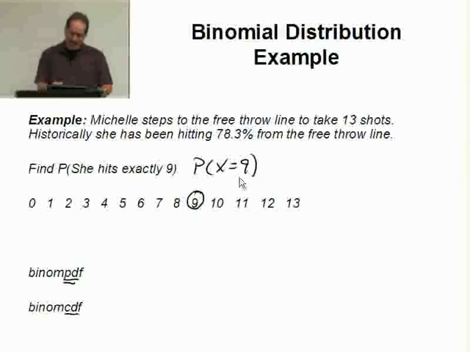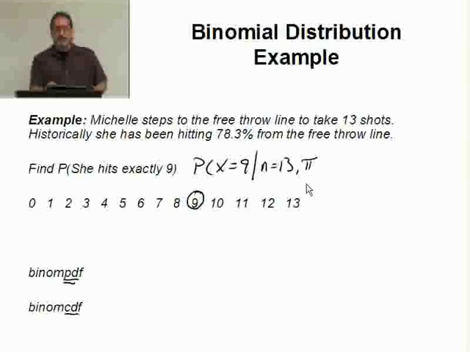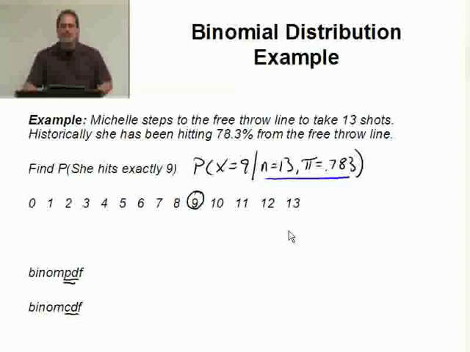Okay, so I'm going to change this probability statement here just a little bit because it makes sense to. I'm going to say this is the probability x equals 9. She hits exactly 9. Given, I'm going to add the additional information. Given n equals 13 and pi here is going to represent the probability of success, equals 0.783. Now the reason I added that is because these two pieces of information right here completely specify the distribution. If I know n and I know pi, I can calculate any probability you could possibly ask me about that particular binomial.